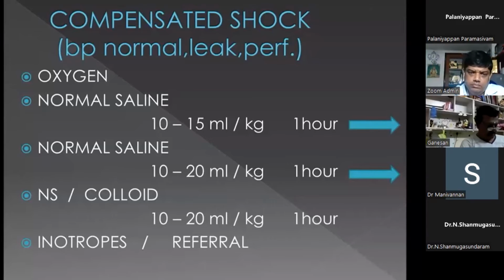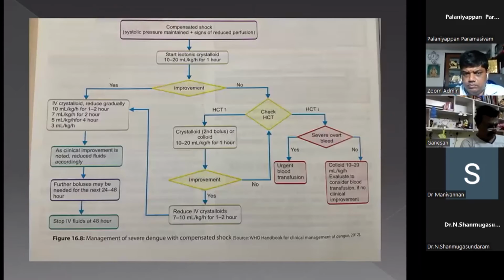Saline is a crystalloid that will stay in the circulation for a shorter time only. Colloids exert a lot of positive pressure, so they increase the BP in a sustained way. So the third dose should be a colloid. Even if the baby is not improving, you can start them on inotropes and refer the baby to a higher center. And this is the chart generally.